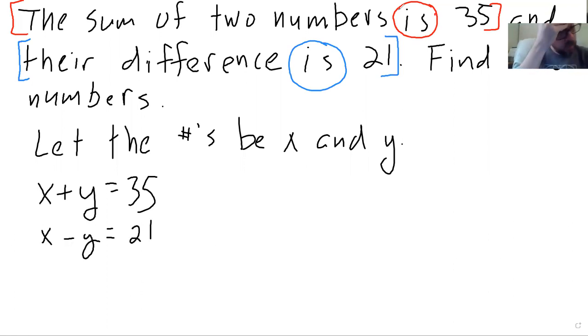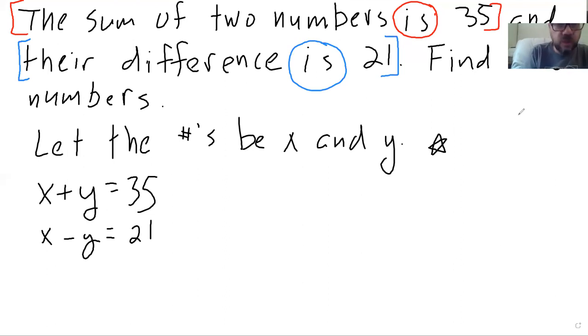Now, notice that I sort of implicitly assumed that x is the bigger one, because when I did x minus y, I got a positive number. If you wanted to be super specific, you could have said something like, let the numbers be x and y, and let x be the larger number and y be the smaller number. As far as I'm concerned, this is clear enough. I really just want to get you to do this step right here of writing down what your variables represent. This turns out to be really helpful.